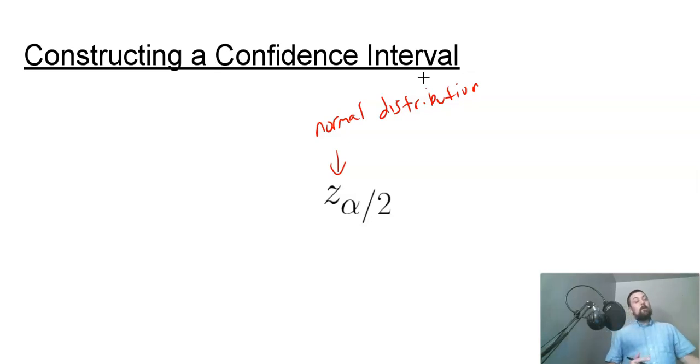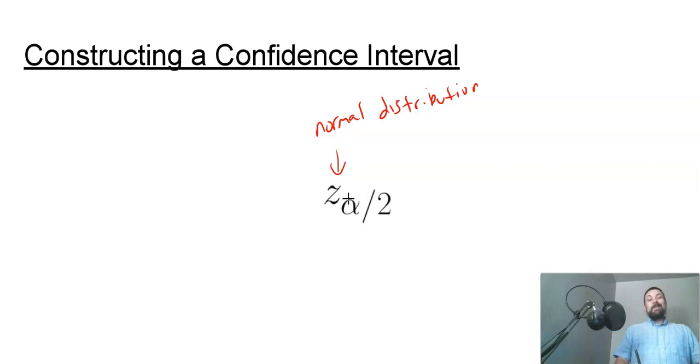Now, we talked about z-scores in chapter 3. It's the same concept here. Z is measuring how many standard deviations away from the mean a particular data value is. It still functions in the same way here. So if z is equal to 2, it means we're 2 standard deviations away from the mean.